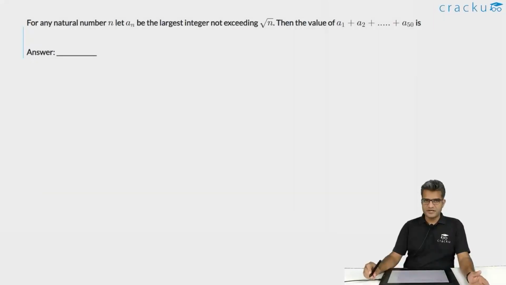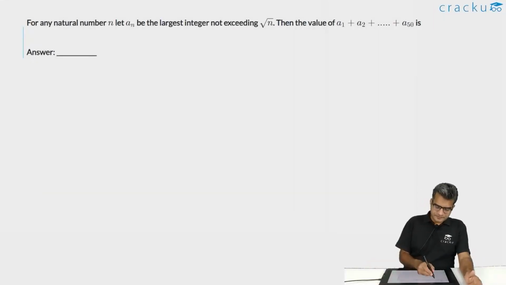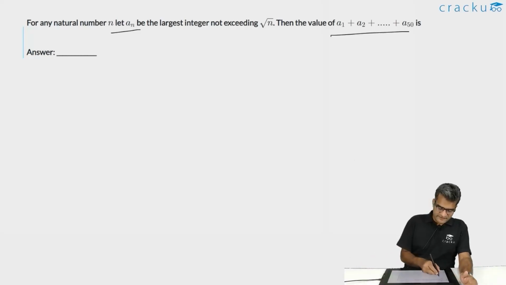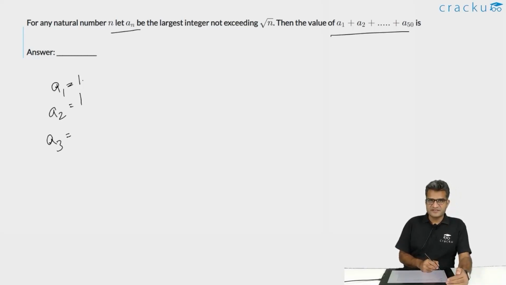In this question, we are told that for any natural number n, let a of n be the largest integer not exceeding square root of n. We are required to calculate the value of a1 plus a2 plus dot dot dot till a50. What is a1? a1 will be 1. What is a2? The largest integer which is less than square root of 2 is again 1. What is a3? a3 is the largest integer which is less than square root of 3, which also is 1.